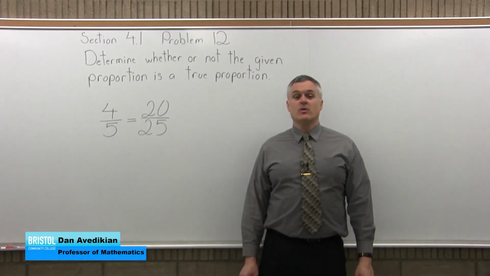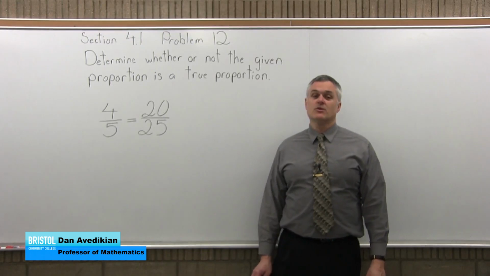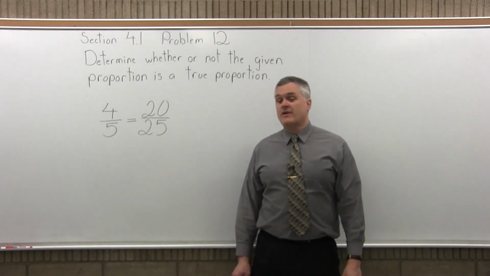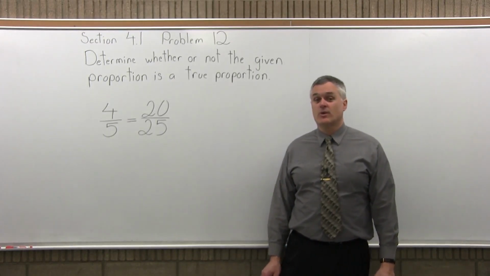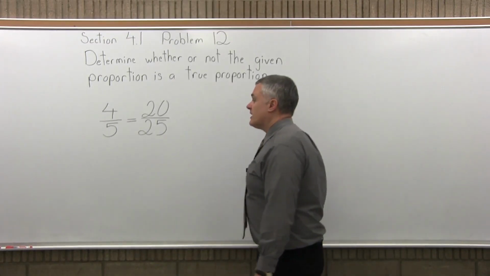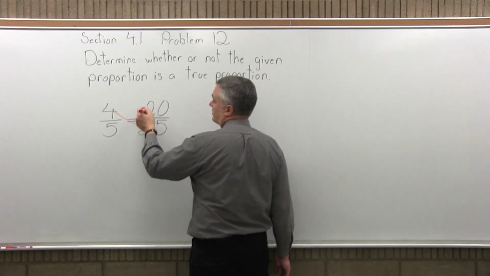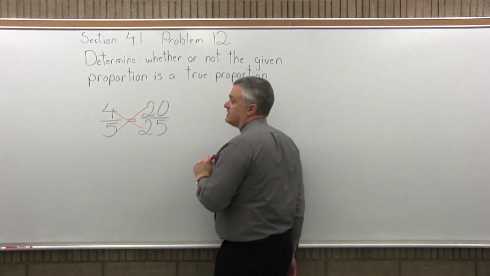This is Section 4.1, Problem 12. It says determine whether or not the given proportion is a true proportion. And we have 4 over 5 equals 20 over 25. So to determine if you have a true proportion, you want to find the cross products, they call it. So you multiply across both ways and see if the result is equal.